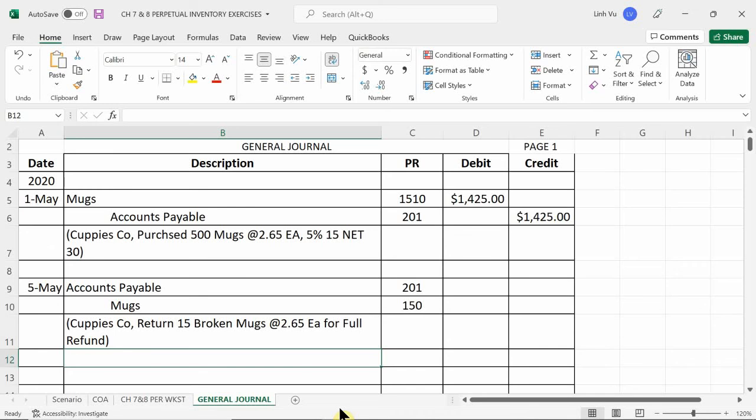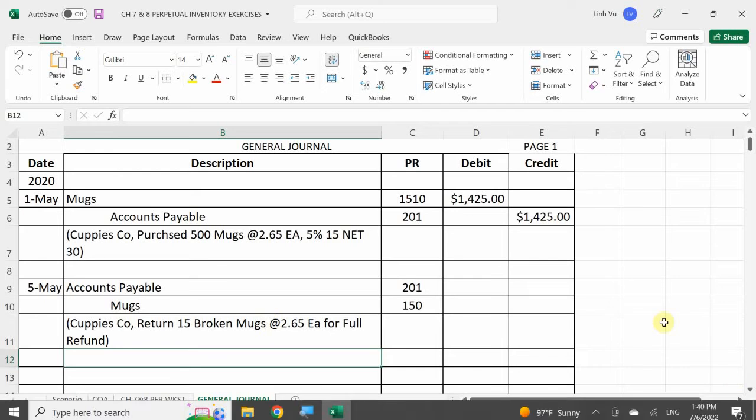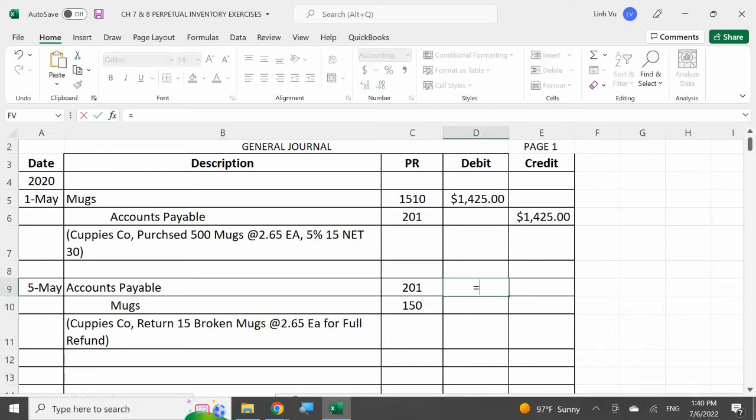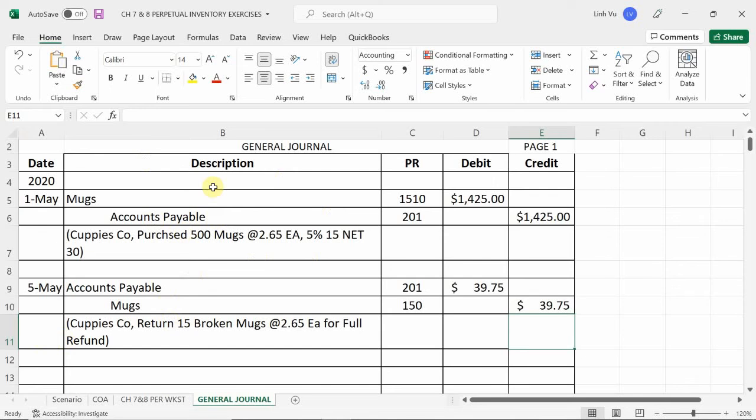Since I only have one batch of inventory, I have to get a refund based on what the original purchase price was. How much did I purchase each mug for? $2.65 times 15 is going to give me $39.75. Because I'm getting the full refund, that reduces what I owe, because I never paid them in the first place. So I don't get my money back here.